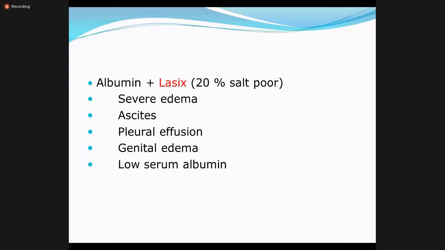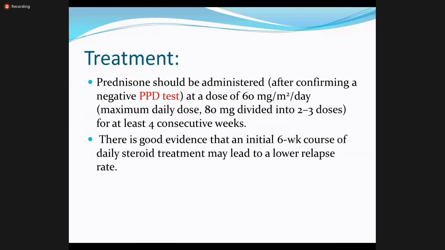The basic treatment of nephrotic syndrome is the use of steroids, prednisone, and it should be administered at a dose of 60 mg per meter square per day, usually divided into 2 or 3 doses. Initially, it has to be given regularly and continuously for at least 4 weeks. There is good evidence that an initial 4 to 6 week course of daily steroid treatment leads to fewer chances of relapse.